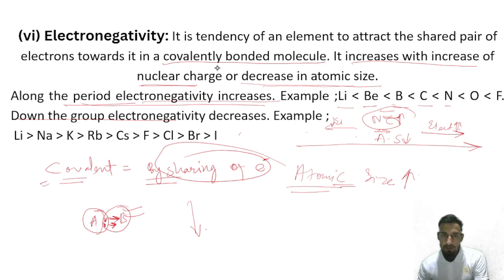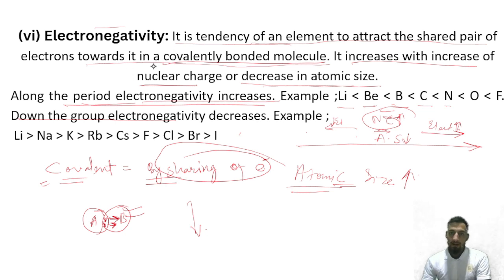And what is basically electronegativity? It is the tendency of an element to attract the shared pair of electrons towards it in a covalently bonded molecule. So for the trend of electronegativity, we need to first understand this concept. The trend is along the period it increases due to decrease in size or increase in nuclear charge, and down the group electronegativity decreases because the atomic size is increasing. This was the sixth trend, electronegativity.